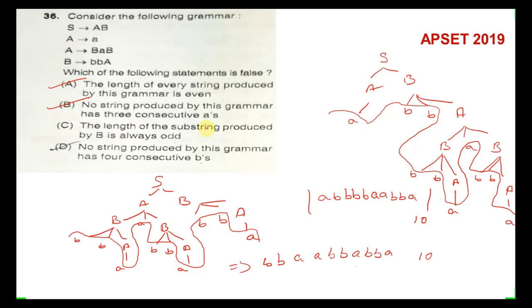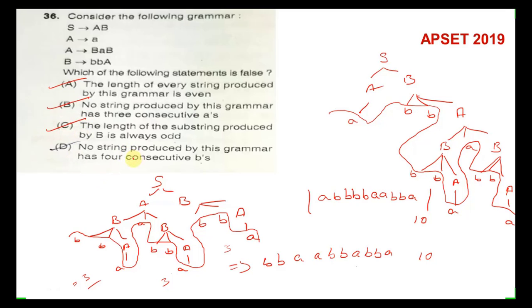And the length of the substring produced by B is always odd. So by using the B production rule, what strings have we produced here? That is BBA, and it is also BBA, right? So this B generates the string BBA, which contains only 3 symbols. 3 is an odd number, and this B also generates the string BBA. It is also 3, and 3 is an odd number. So option number C is also the true one.